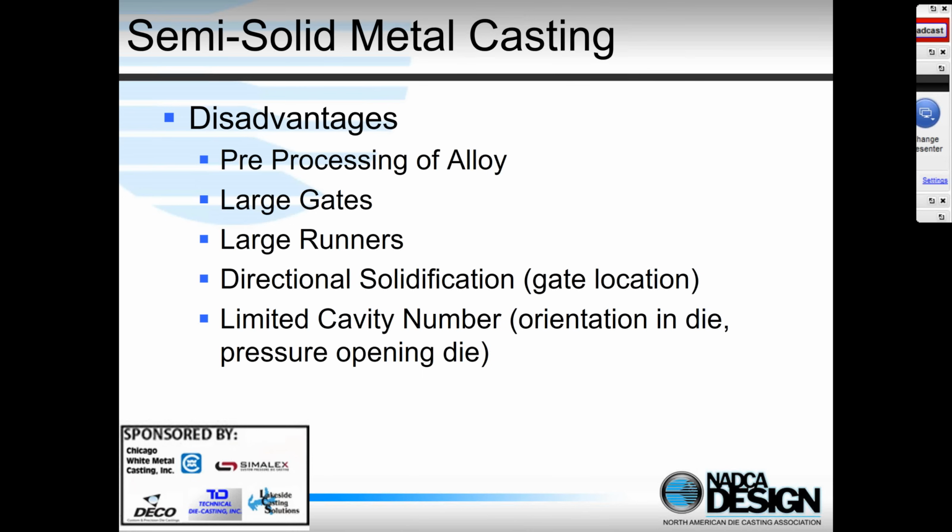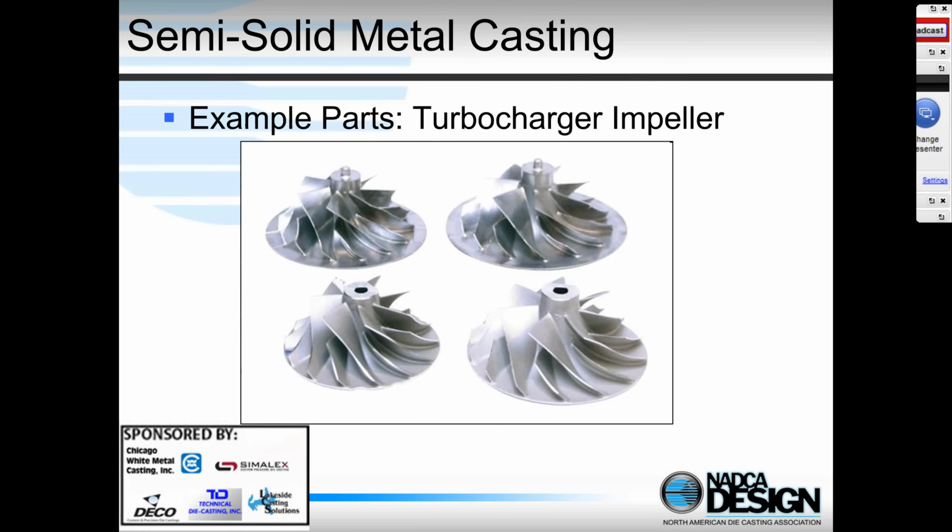Disadvantages: you've got a pre-process to produce this microstructure, and there's some cost associated with that. Generally, for all these processes, or certainly for squeeze and semi-solid, we use larger gates, larger runners, and we need to get directional solidification. But here's an example of a part. This is a turbocharger impeller produced by semi-solid casting.